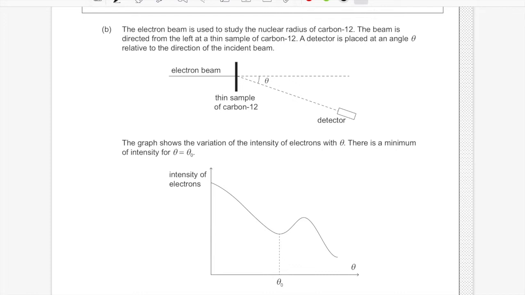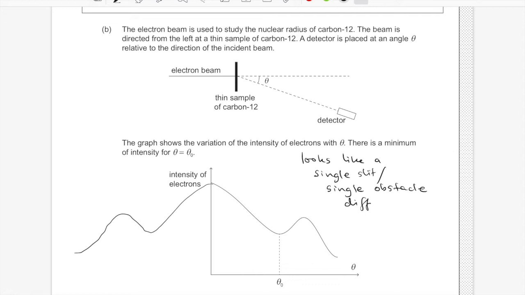So this looks like a single slit diffraction pattern, right? Or a single obstacle diffraction pattern. So remember, the single slit diffraction pattern is identical to a single obstacle diffraction pattern. So this is experimental evidence of the wave-like nature of electrons, that they can diffract around nuclei. So just to remind you that that is what this is showing us.